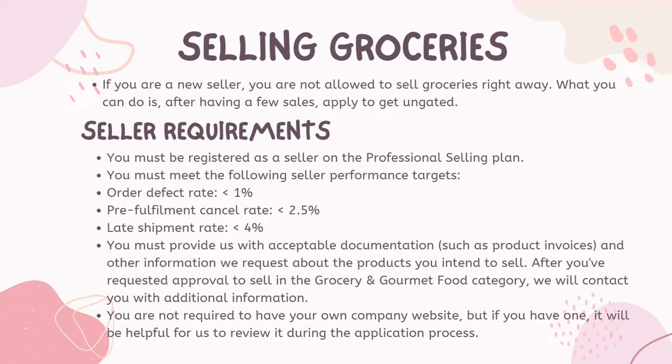After you request approval, they will contact you if needed for additional information. Usually it's a very easy process. All you need to do is buy 10 pieces of a certain product or a particular ASIN, and you use the invoice to get ungated. You are not required to have your own company website, but they say if you have one, it will be helpful for them to review it during the application process. But this one is actually not needed. Most of the time you get ungated instantly.